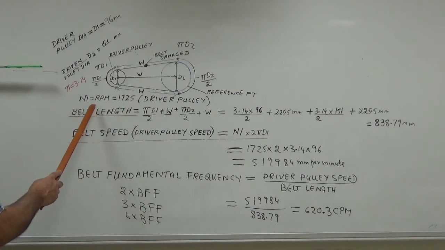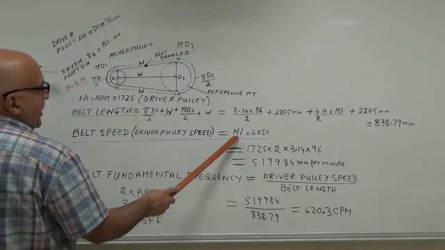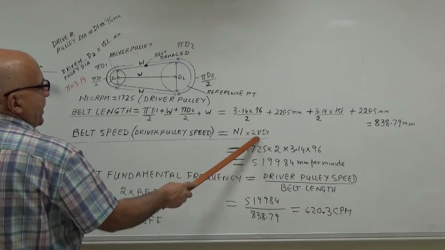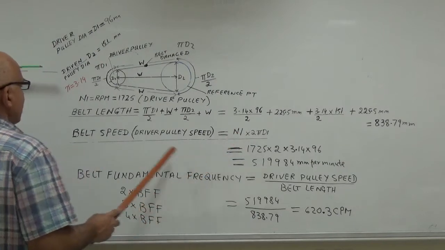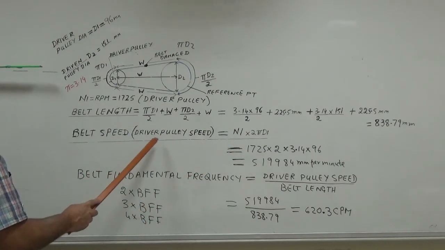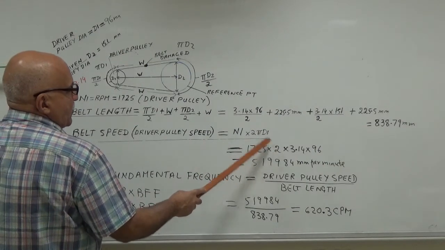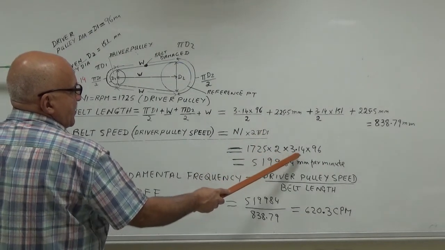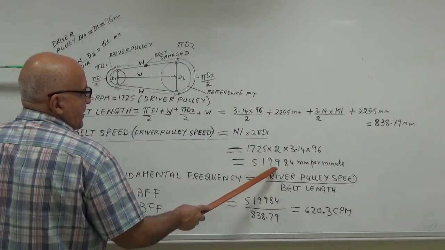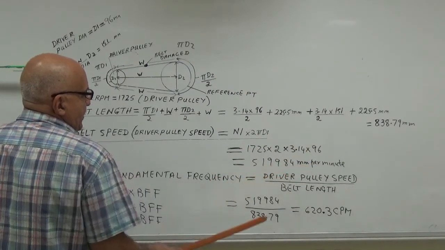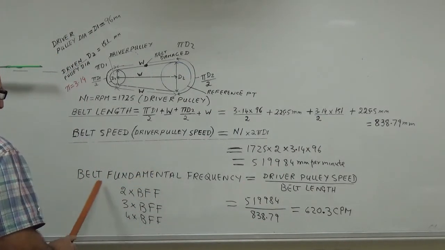And we can also calculate belt speed. The RPM of the driver pulley is 1725. So N1 multiplied by 2 pi D1. This formula will give us the speed of the belt or driver pulley speed. So 1725 into 2, pi is 3.14, D1 is 96, so 519984 millimeter per minute. This is the belt speed or driver pulley speed.